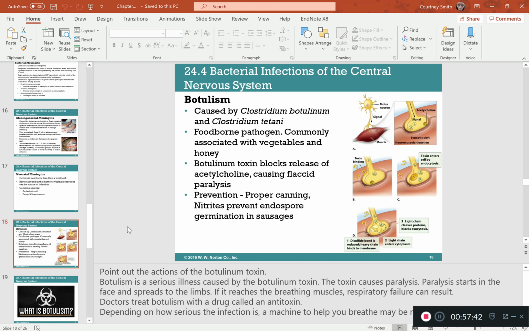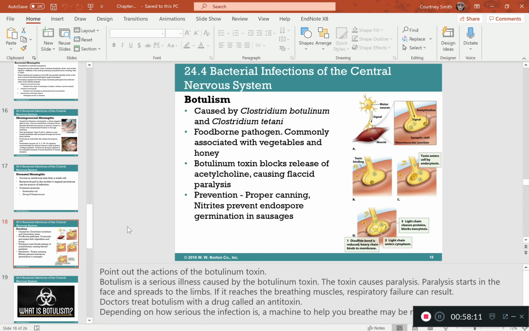In order to treat this, the doctor will give an antitoxin. The antitoxin doesn't stop the pathogen. What it does is stop the new toxin from causing issues. It doesn't reverse the effect of what happens, but your body will slowly start recovering because there is less and less toxin being produced because of the antitoxin.